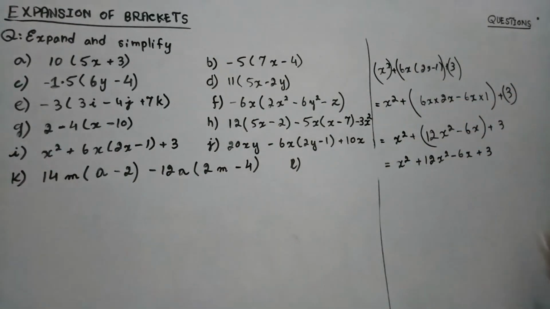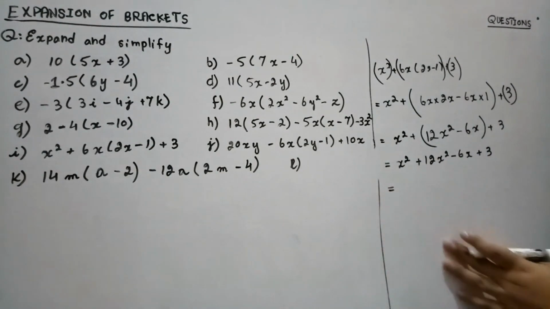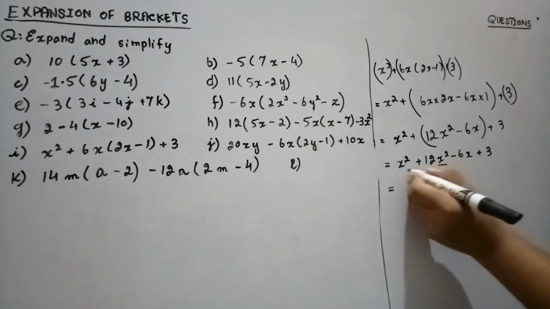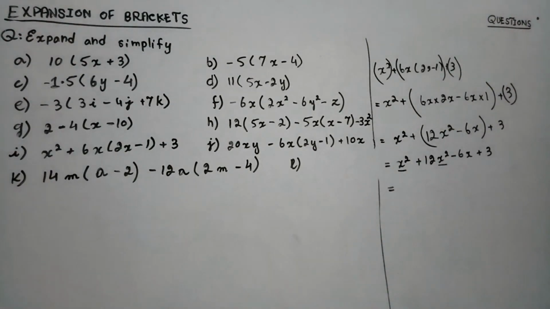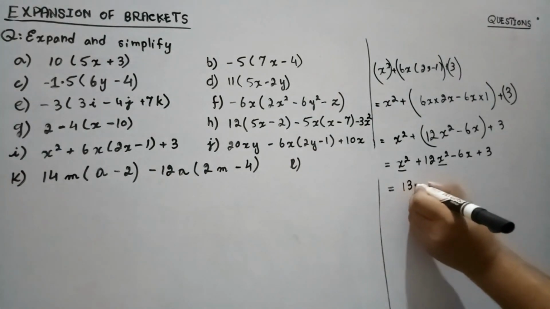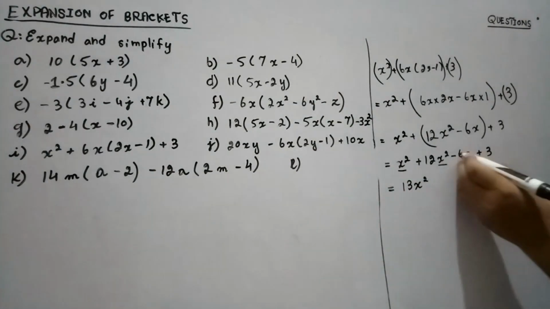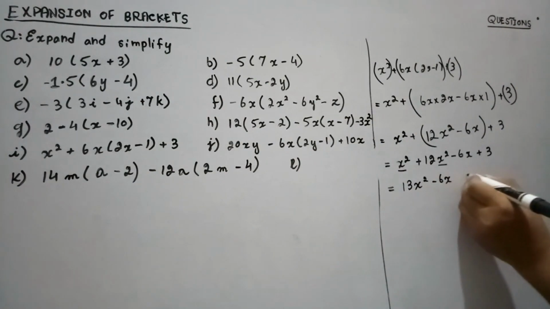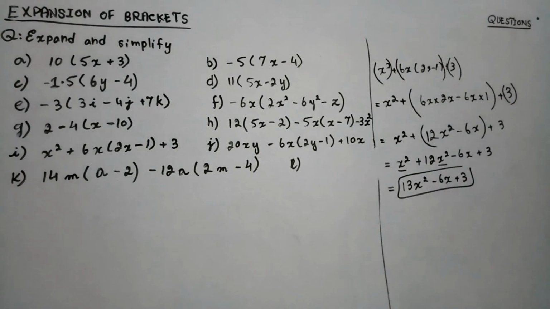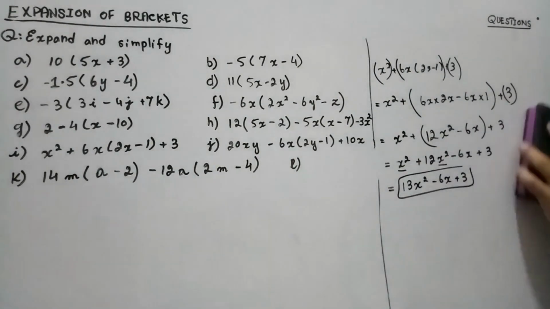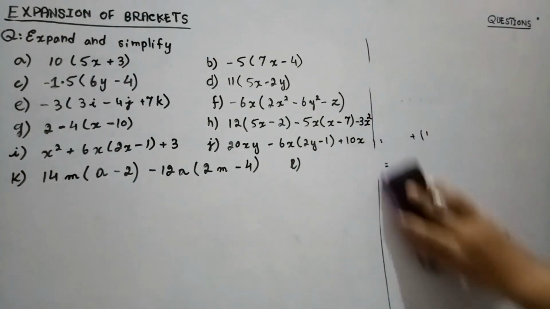Clear? Okay, now if we solve it, if we add or subtract the like terms, here we have x squared, here we have also x squared, 1x squared. If we have nothing, it means that it is 1. So 1x squared plus 12x squared will be equal to 13x squared, and negative of 6x as it is, and this positive of 3. So we have solved this one in our lowest form. Clear? Now let's see our next part.